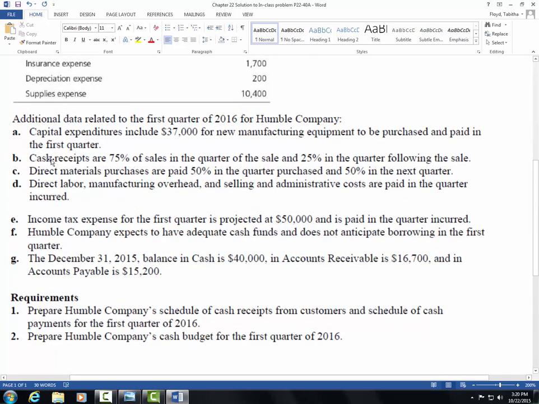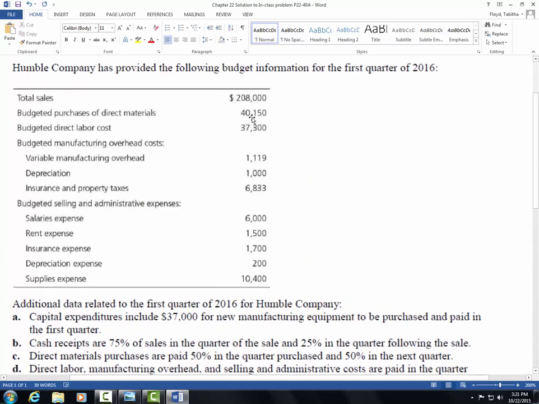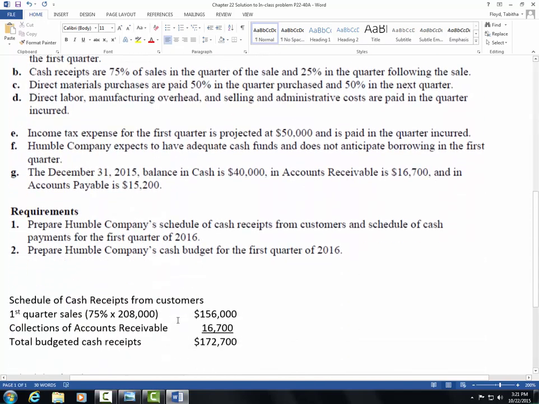Cash receipts, we did that in the schedule of cash receipts. Now, direct materials purchases are paid 50% in the quarter purchased and 50% in the next quarter. So how many direct materials do we plan to buy this quarter? Well, we plan to purchase $40,150 worth of materials. We're going to pay 50% of those out in cash this quarter, and the rest will be accounts payable that we pay next quarter. So that will be a cash payment.